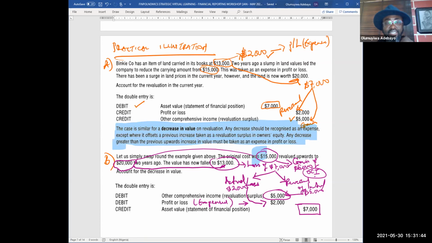Any other question before we go further? Any question or contribution before we start on what we need to discuss today? Any question? Okay, in the absence of any question, we'll start with depreciation.